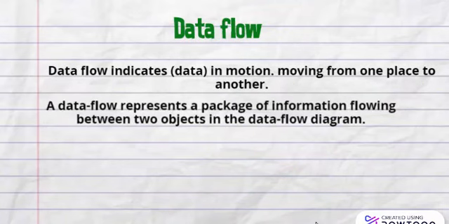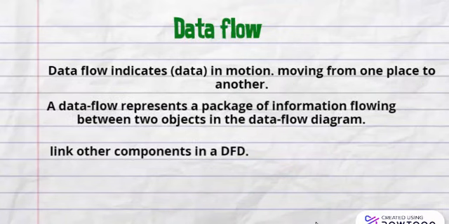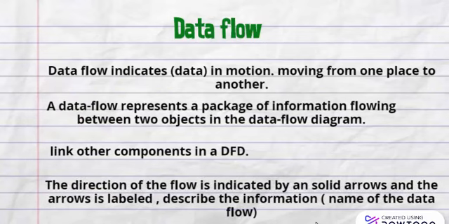Data flow. A data flow indicates data in motion, moving from one place to another. A data flow represents a package of information flowing between two objects in the data flow diagram. Links are the components in a DFD. The direction of the flow is indicated by solid arrows, and the arrow is labeled to describe the information.